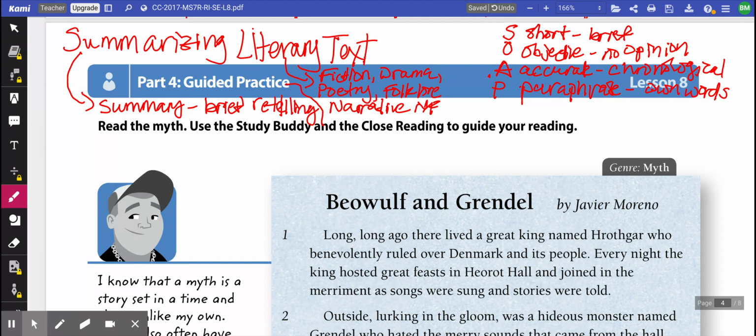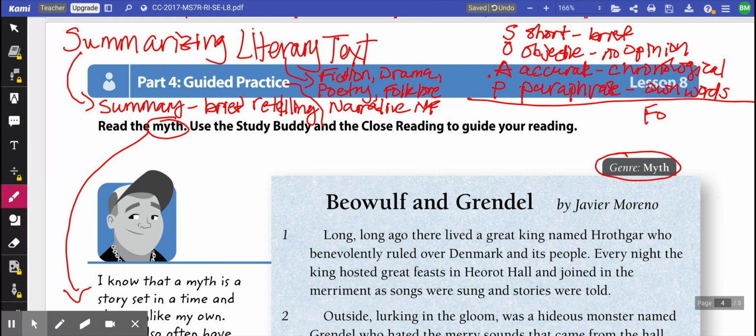All right. Our next thing is our instructions tell us to read the myth, and to use the study buddy and close reading guide to help us. So down here, the study buddy gives you some information about myth. We also have our genre over here. I'm going to circle that, it reminds us that this is a myth. So once again, the notes don't stop. I know y'all hate it. But myth means that this is going to be folklore. That is the overall genre it is from. We looked at legends the past 2 days. Today we're looking at a myth.